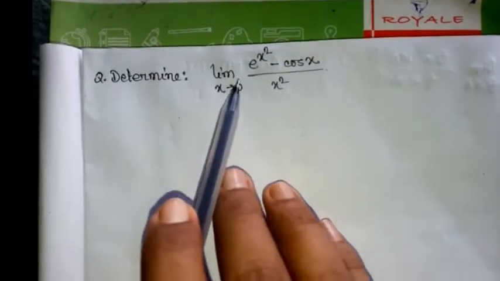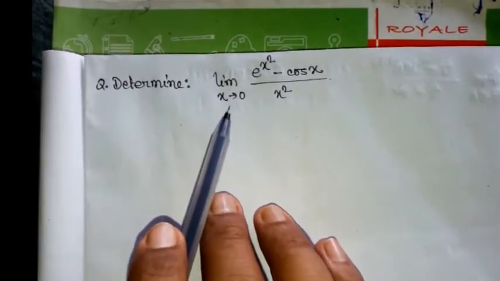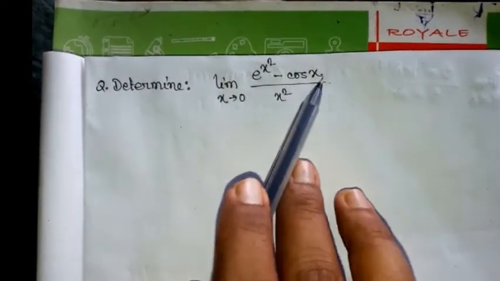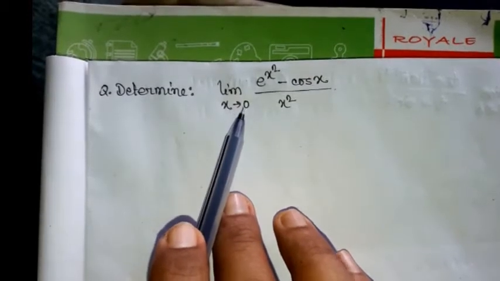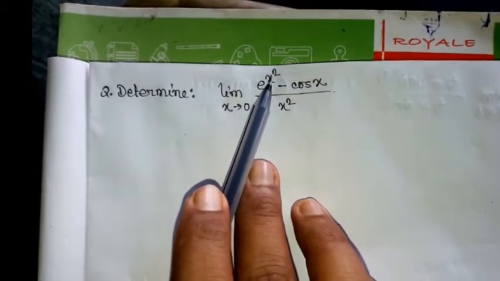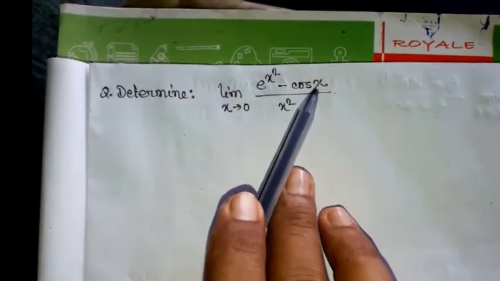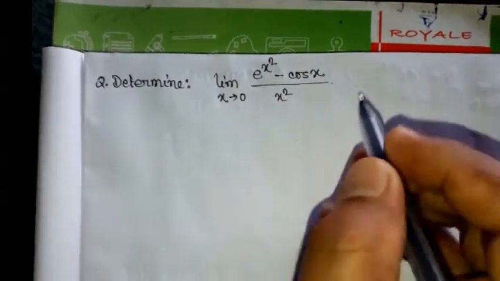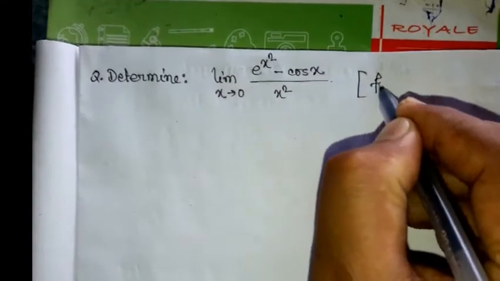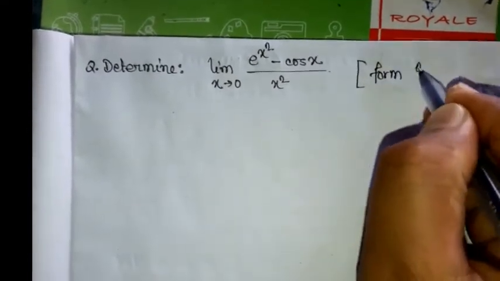Next problem, see, here it is given: limit x tends to 0, e to the power x square minus cos x by x square. Okay, so to do this problem, again put x equals 0. Then this is e to the power 0 means 1, minus cos 0 means 1, so 1 minus 1 is 0, and the denominator is 0. So it is also the form 0 by 0.